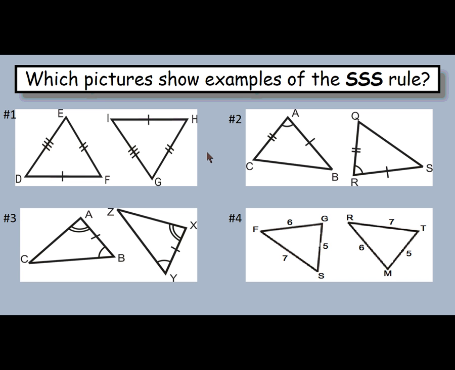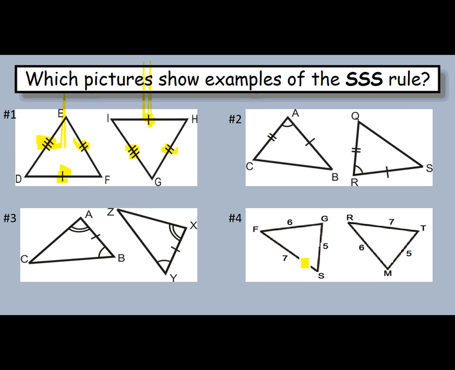What we're looking for here is which pictures are examples of SSS, which pictures show two triangles with all three sides the same. So in this first picture, we want to decide: are the three sides in the triangle on the left the same as the three sides in the triangle on the right? Yes, they are. This is an example of SSS. That side matches that side. They have the same marks. This side over here with 2 marks matches this one over here with 2 marks, and the side with 3 marks matches the side with 3 marks. So this is an example of SSS.